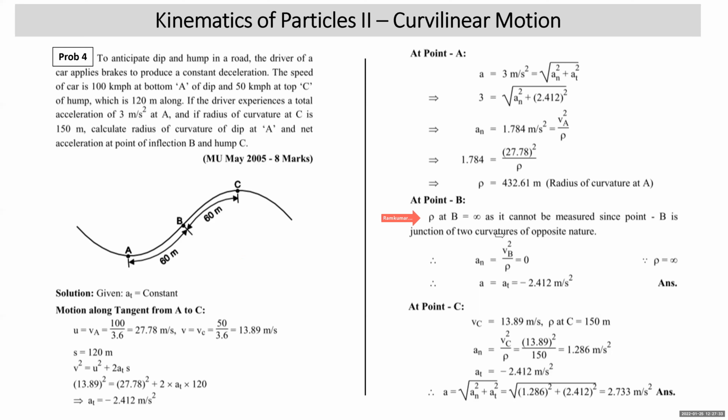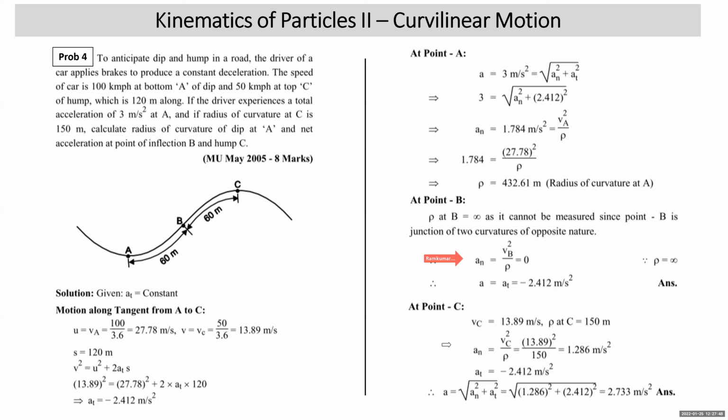So An is going to be 0. Why is An going to be 0? Because rho is infinite. Then total acceleration at point B will be nothing but tangential acceleration only. That is minus 2.412 meter per second square.